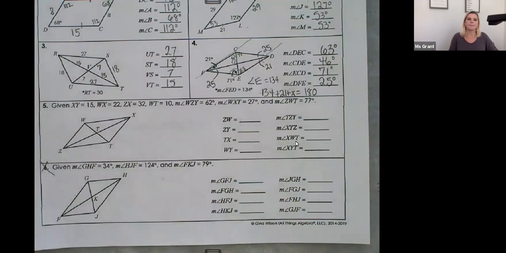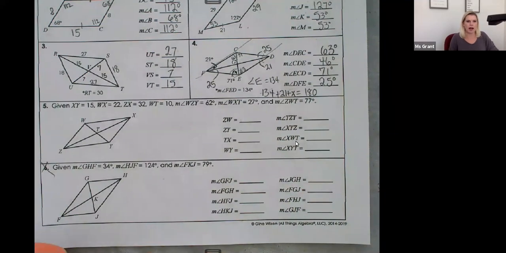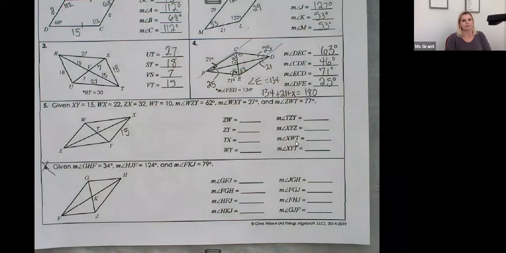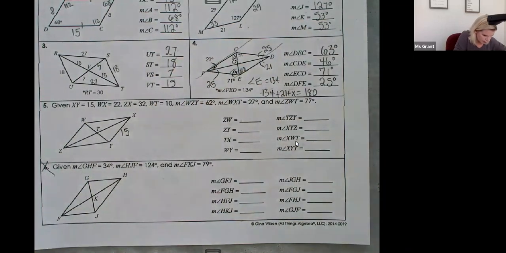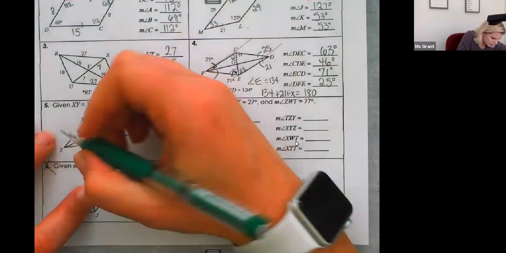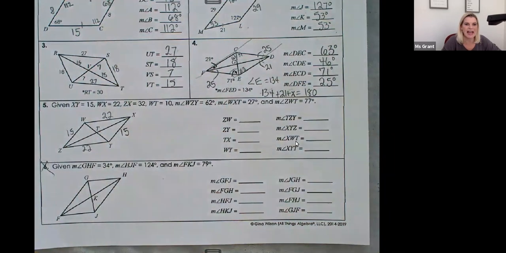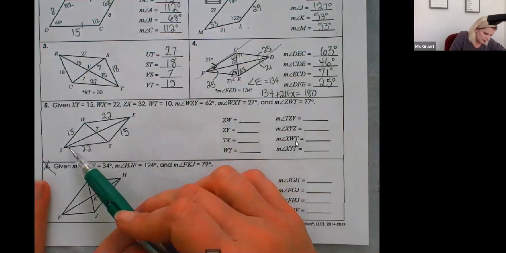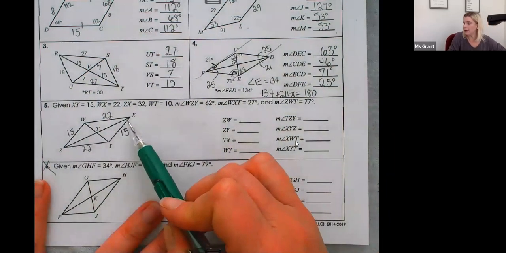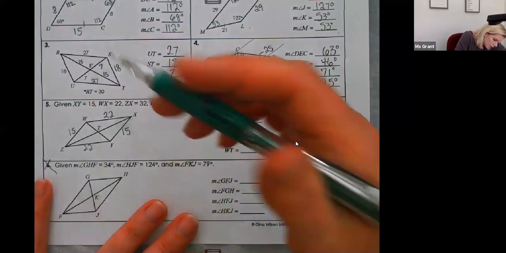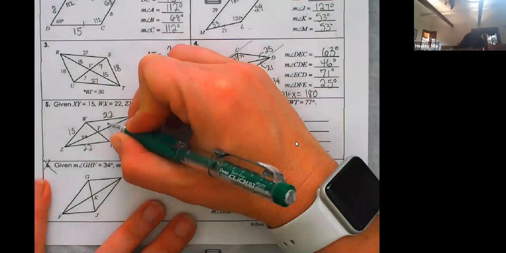On number 5 now, XY equals 15, right? WX equals 22. So I'm just filling in, which means that this is 15 and this is 22 because they're opposite sides. ZX equals 32. Ooh, the whole thing. ZX is the whole diagonal, but it's bisected. What's half of 32? 16. Yeah, so I'm going to do 16 and 16.